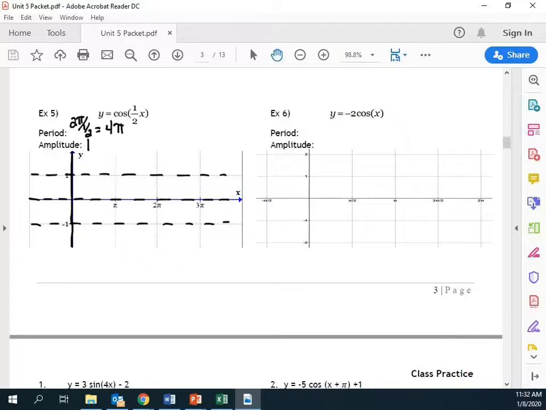Here we go. Cosine starts at max, middle, or min. How long until I get back to the max? 4 pi. Which takes us all the way to the end of the graph. What happens in between? And what happens in the between-betweens?